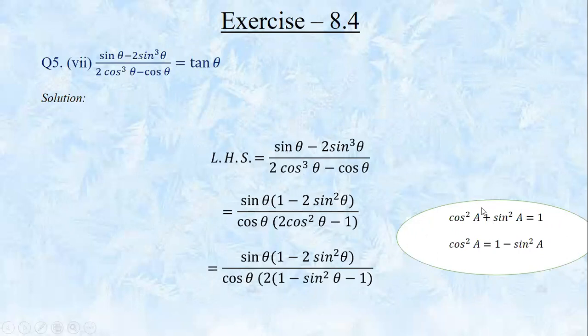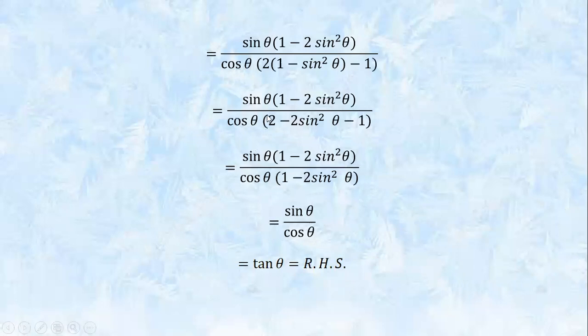Again, we are going to use the identity: cos square A plus sin square A is 1. So cos square A is 1 minus sin square A. We are going to substitute this in the denominator. So we will have cos theta into (2 into (1 minus sin square theta) minus 1). Now 2 will get multiplied inside, so we'll have 2 minus 2 sin square theta minus 1. 2 minus 1 is 1, so we get 1 minus 2 sin square theta. The other terms remain the same.